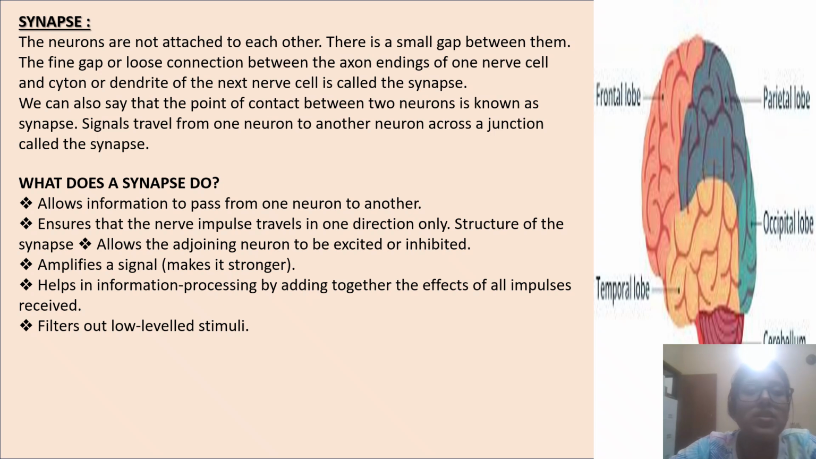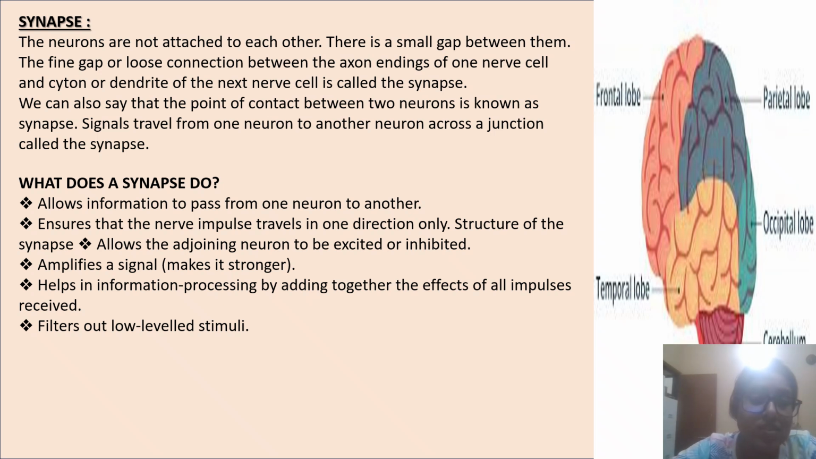Next, synapse. The neurons are not attached to each other. There is a small gap between them. The fine gap or loose connection between the axon endings of one nerve cell and the cyton or dendrites of the next nerve cell is called the synapse. We can also say that the point of contact between two neurons is known as the synapse. A signal travels from one neuron to another neuron across a junction called the synapse.